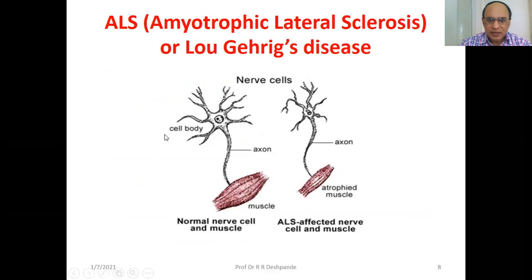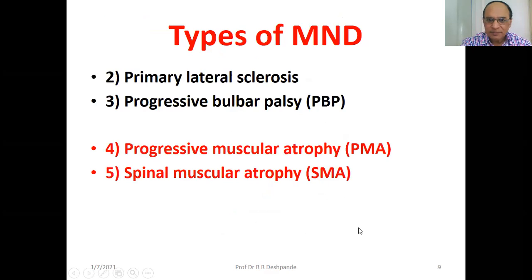Can you see? This is the cell body, this is the motor axon. It is giving the orders: move the hand, move the leg. But here, can you see how thin it is? And so this muscle belly is big, and this is called an atrophied muscle. The muscle mass becomes reduced. This is a normal cell, can you see here? And this is the ALS-affected nerve cell and muscle.